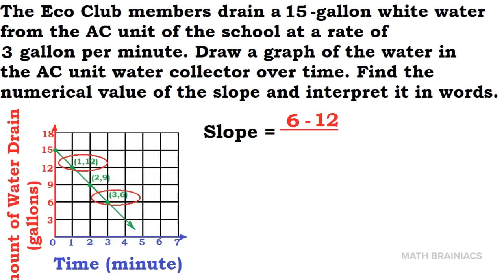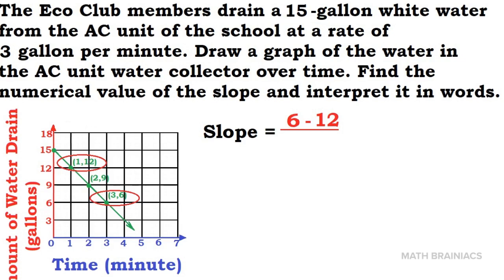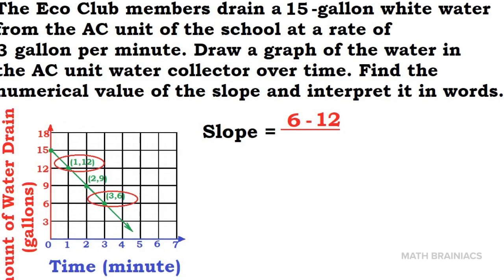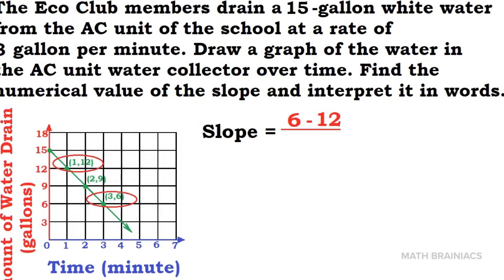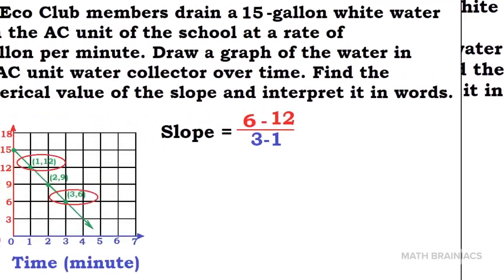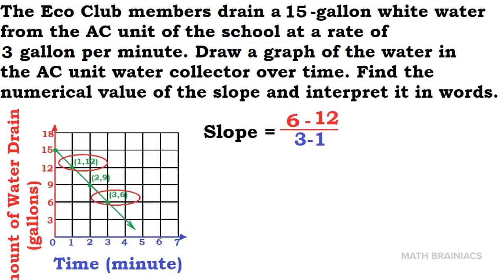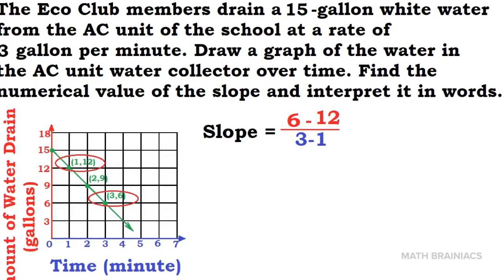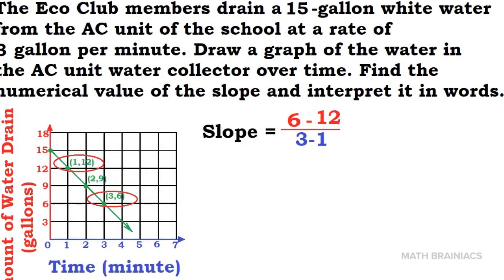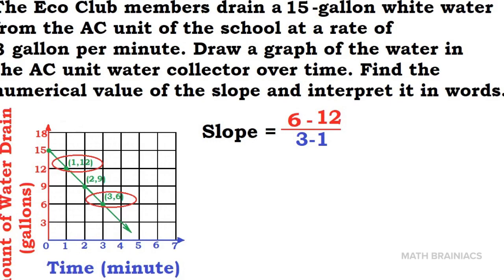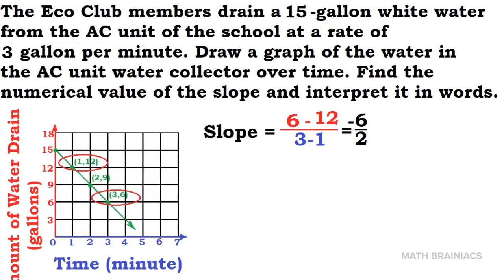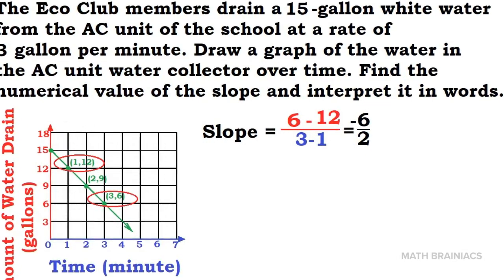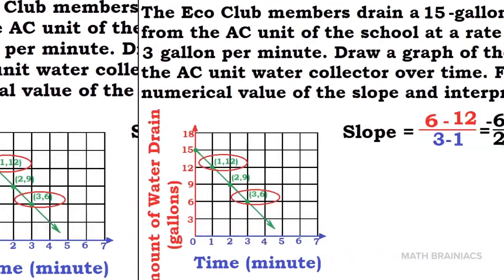Accordingly, the vertical rise is the difference in the y-axis. That is y2 minus y1. y2 is 6 and y1 is 12. So, 6 minus 12 is the vertical rise. Likewise, the horizontal run is the change in the x-axis, x2 minus x1. x2 is 3 and x1 is 1. So, 3 minus 1 is the horizontal run. 6 minus 12 is negative 6 and 3 minus 1 is 2. So, our answer is negative 6 over 2.